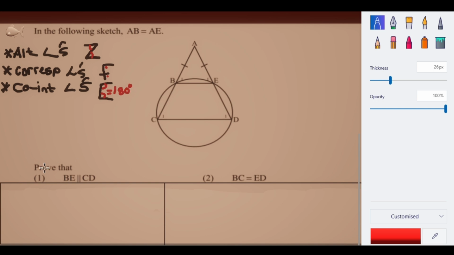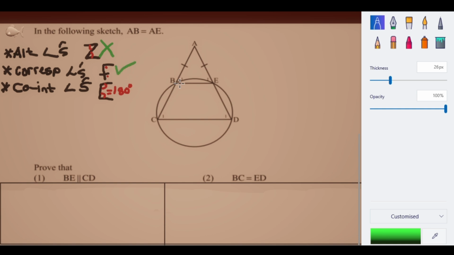But now we want to answer this first question: prove that BE is parallel to CD. We are going to determine which of these three choices will work. Obviously the alternating angles cannot work, which means the first choice is out. And how about the corresponding angles? Yes, it is going to work.